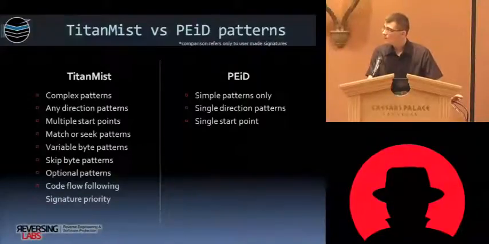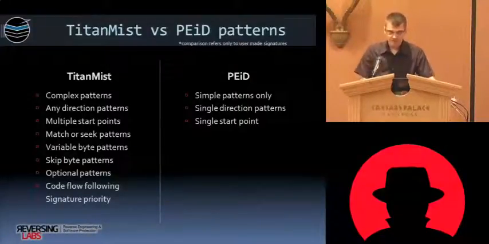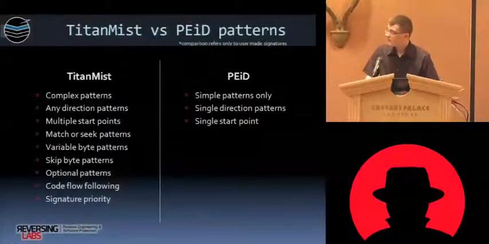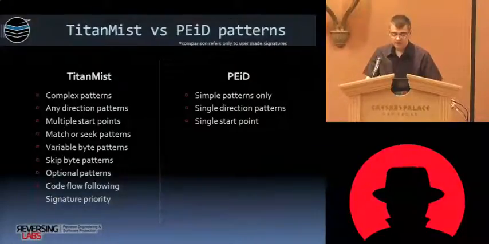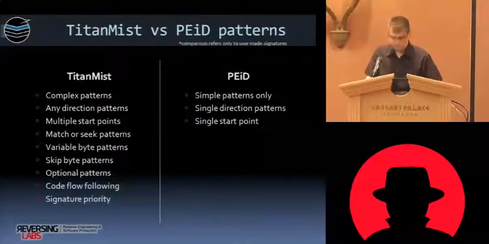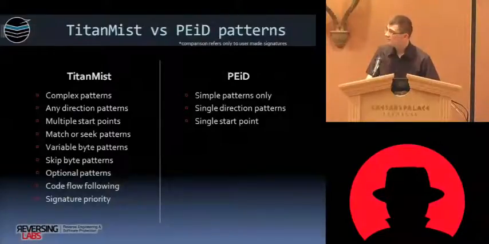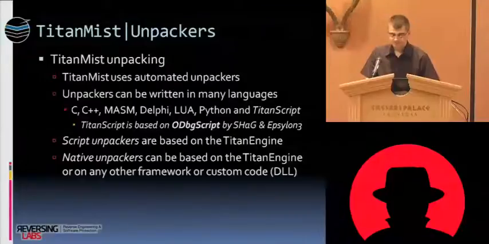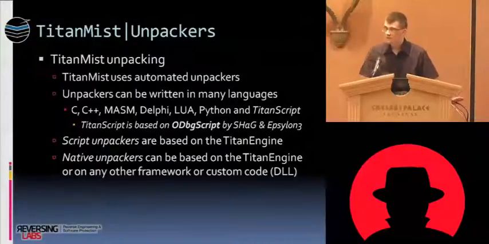That's why we added more starting points for our signatures. So we can either seek or match patterns with the TitanMist. We have variable byte patterns. We can skip some bytes. We have optional patterns. We can follow the code flow, and we have signature priority. So that's the difference between our project and what's publicly available now. So of course, that was the identification part.